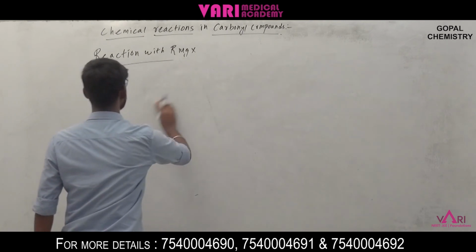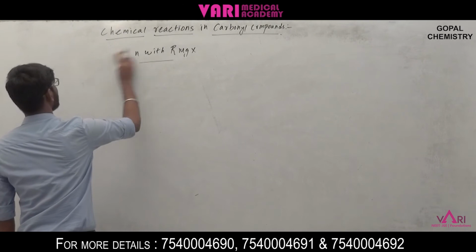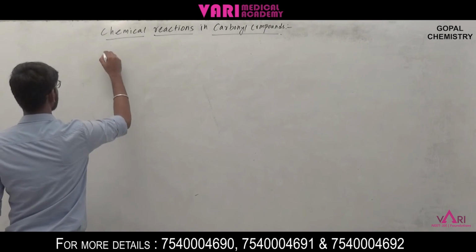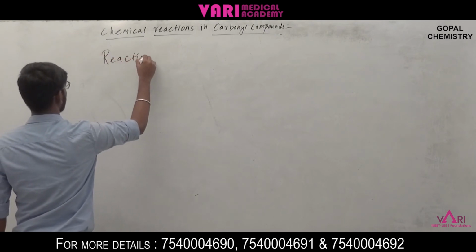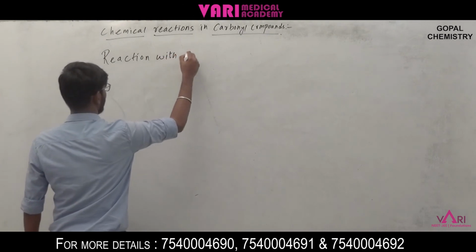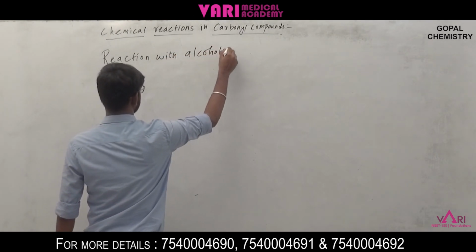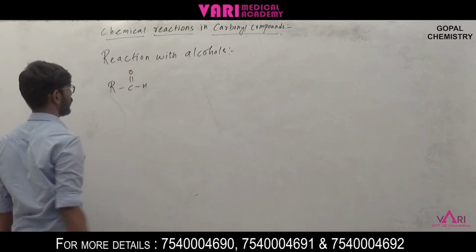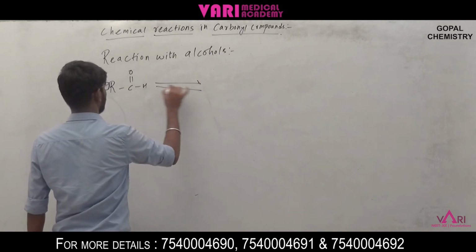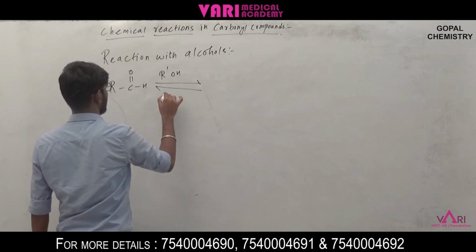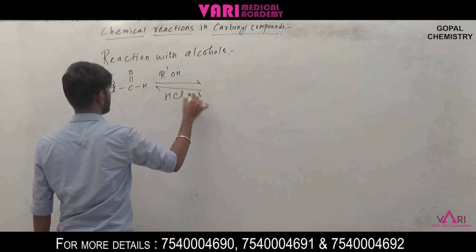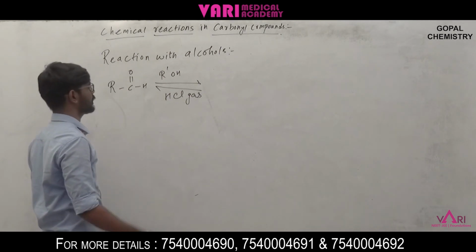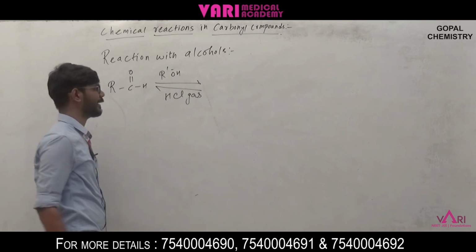Okay, and another one is reaction with alcohols. See, C double bond O H, R dash OH and HCl gas. It should be in dry state. HCl gas. Here, what is the nucleophile? Have any guess? So this one will be nucleophile, RO minus and H plus, right?